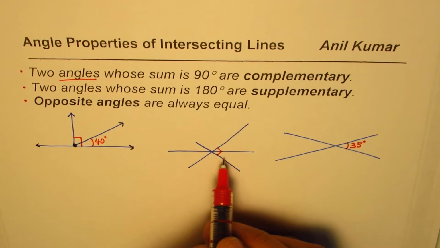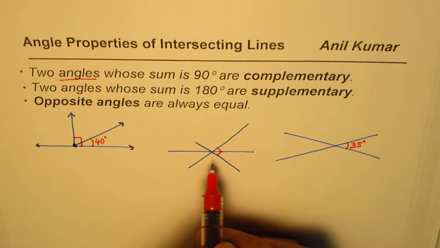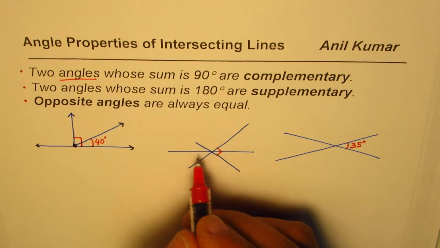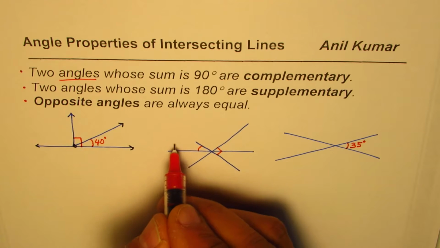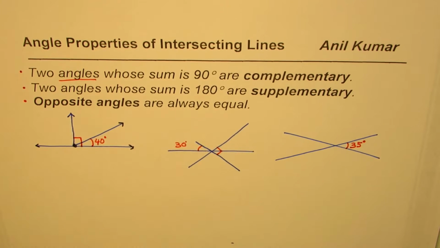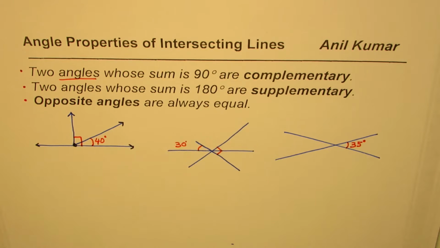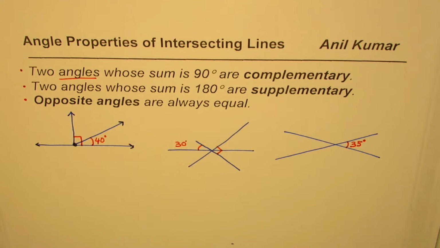And here also, I need to give you more angles. So I'll give you one angle here. Let's say this angle is, let's say 30 degrees. Okay, 30 degrees. Now, we'll try to estimate other angles. Okay, so let's begin with the very first diagram here.